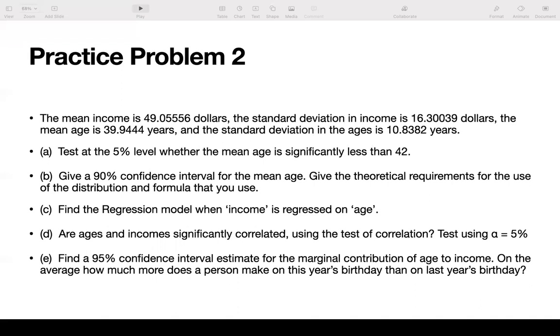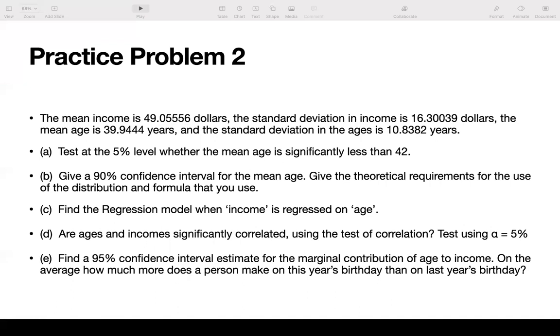Part A asks: test at a 5% level whether the mean age is significantly less than 42. Part B asks: give a 90% confidence interval for the mean age, and also give the theoretical requirements for the use of the distribution and the formula that you use. And part C requires us to find the regression model when income is regressed on age. So basically the sentence means income is the y variable and is the dependent one, and age is the independent variable, which is usually denoted by xi.